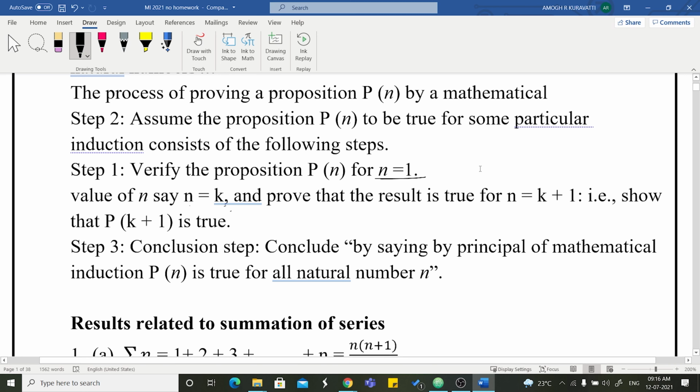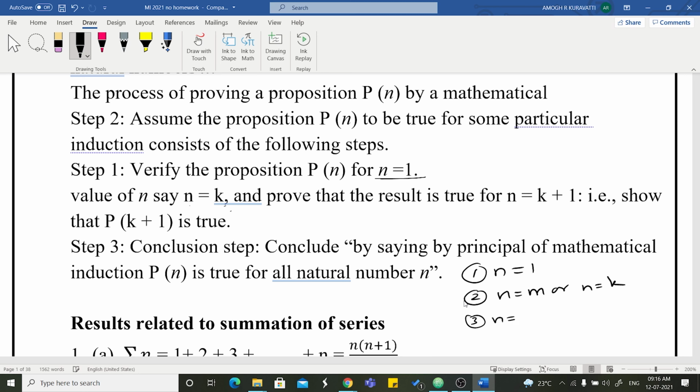So remember, it is a process of proving the general values or general results. To prove by mathematical induction, it consists of three main steps. Namely, step number 1, the result is true for n is equal to 1. Step number 2, assuming that the result is true for n is equal to m or n is equal to k.